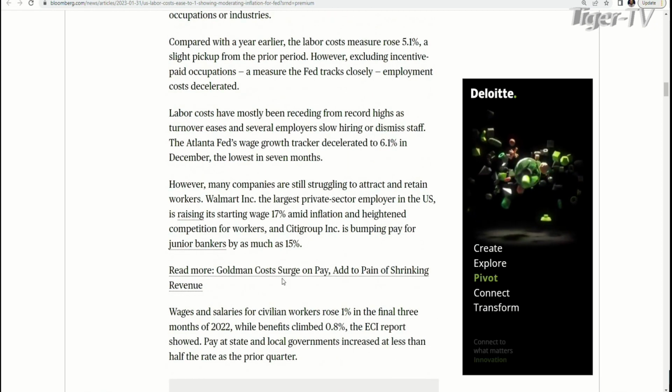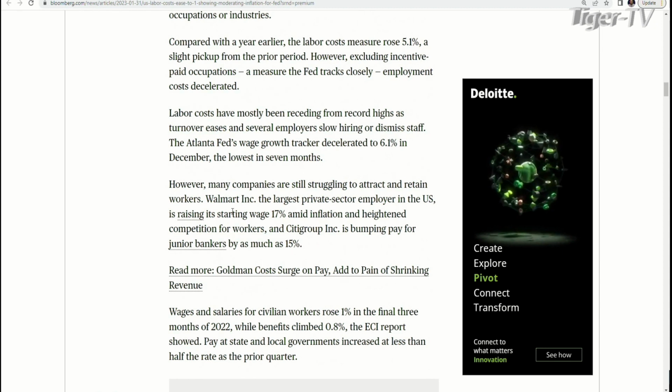Man, it's tough, though. Look at these numbers. However, many companies are still struggling. Walmart is raising its starting wage 17%. 17%, man. And that is like the base of everything, right? Walmart keeps the cost trim because their margins are low. They're the biggest provider at the lowest cost, and they are pushing their wages up 17%. And then you get to the other side of that, Citigroup. Junior bankers, 15%. Now, junior bankers, that's the entry level to their business, but nonetheless, man, 15%, 17% across the board.